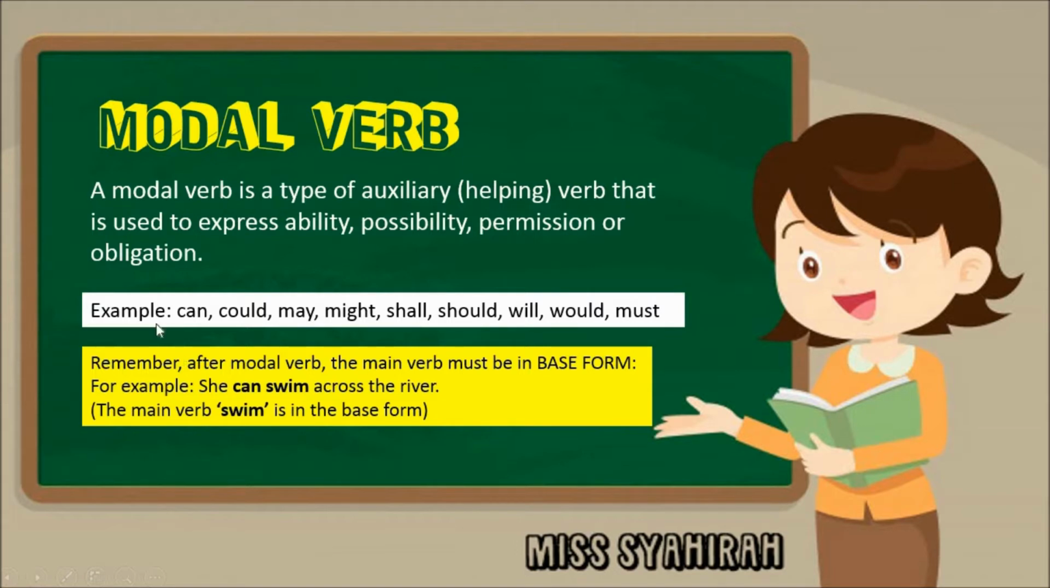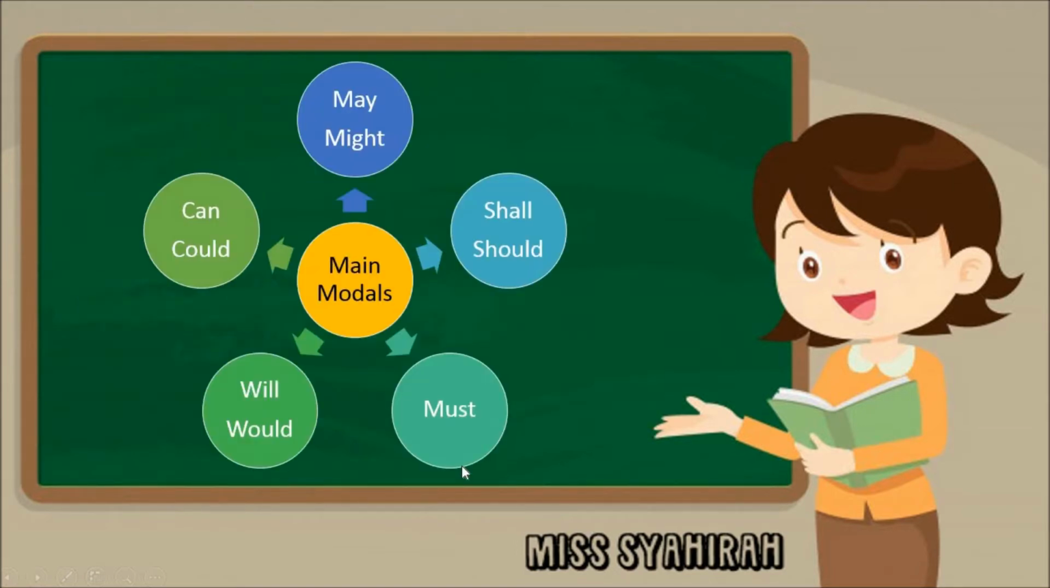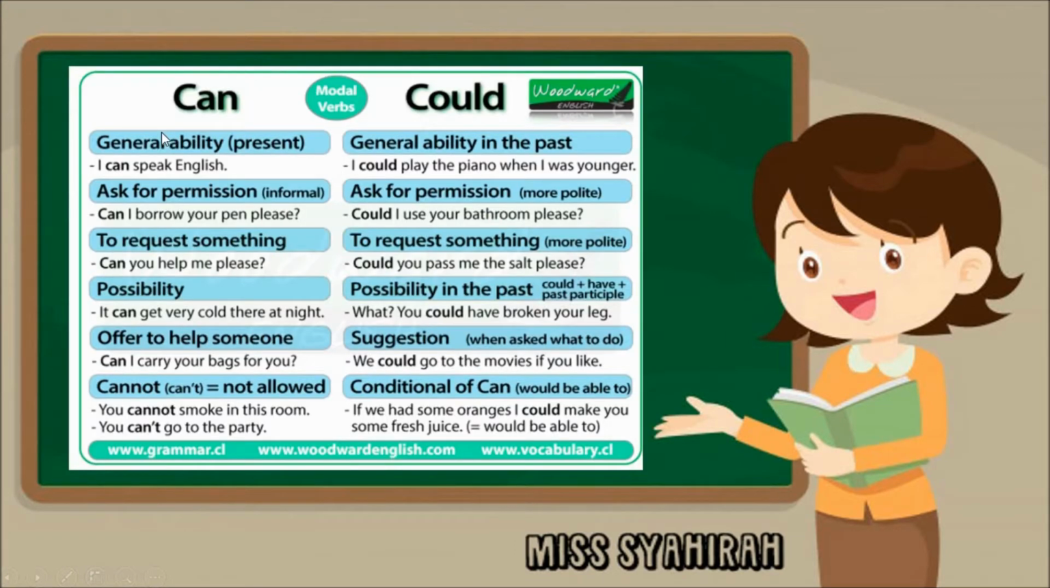Okay, after every modal verb. So the main modals: can, could, will, would, must, shall, should, and may, might. Okay, let's go through one by one. Let's start with can versus could. So these are the differences. So ni beza can and could. Both of them mean boleh. Okay, maksudnya boleh, can and could.